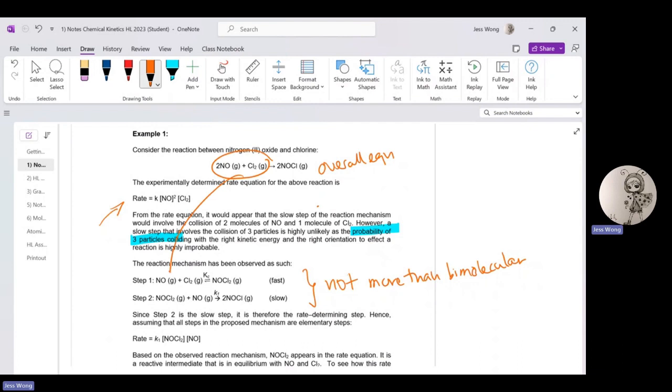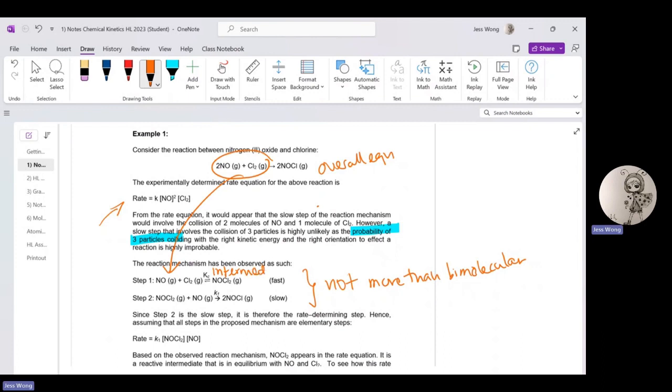Now, as we are proposing the mechanism, of course, we use our reactants to propose the mechanism. For example, I have two NO and one Cl2. I decide to use one NO and one Cl2 first, and let them react to form an intermediate.